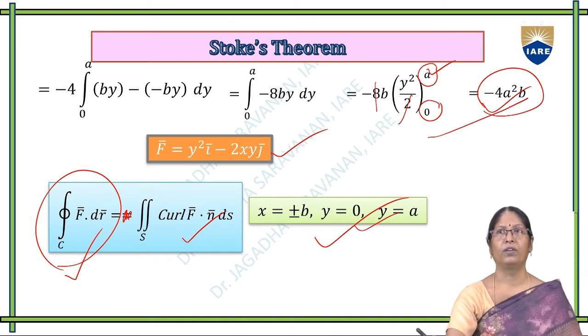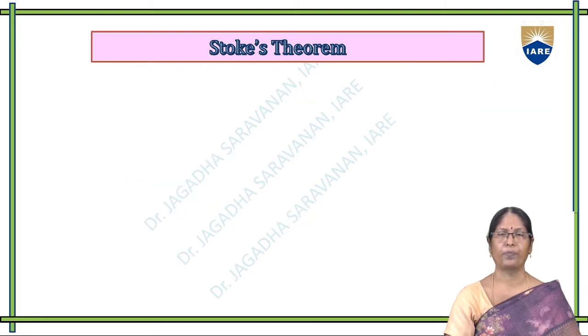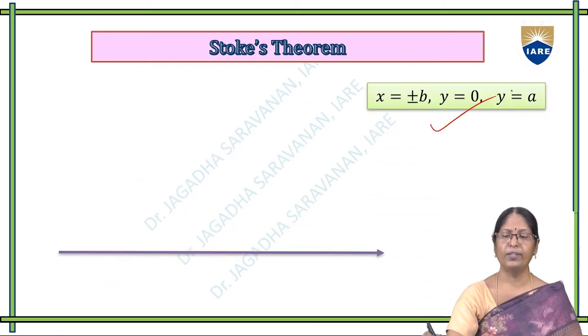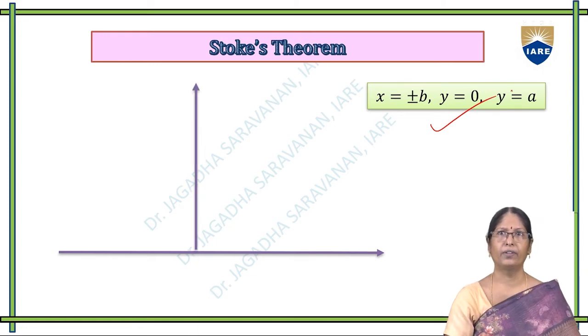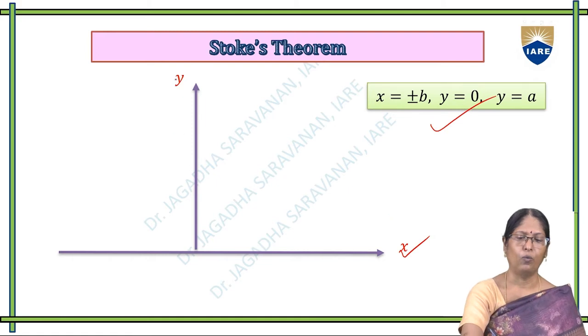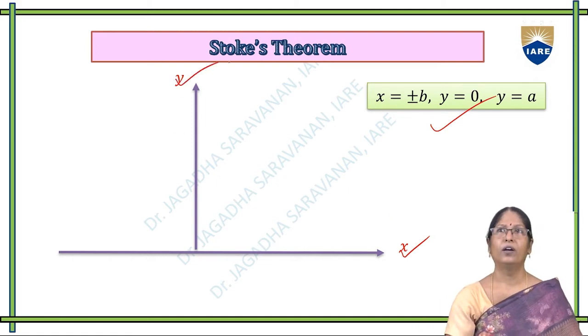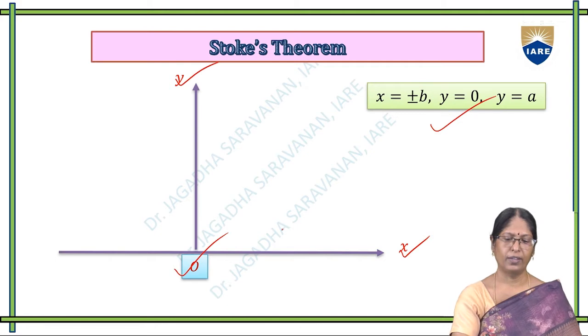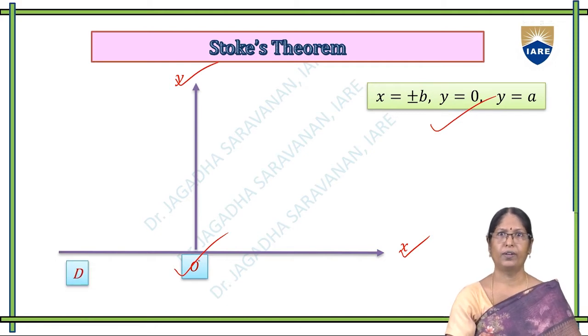We should get minus 4a square b. So this is the bounded region. From this it is the xy plane. So we have taken x, y. Looking at the bounded region condition, x and y. This is our O, that is, here 0 is there.